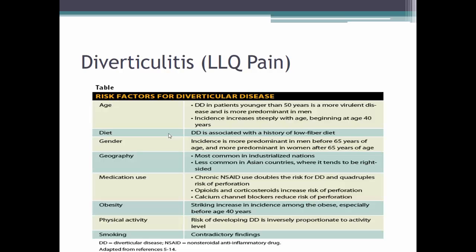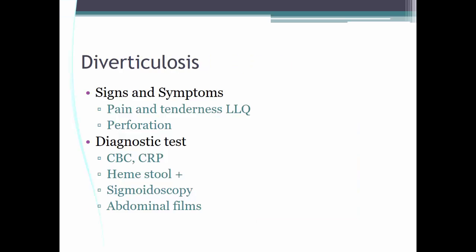Obesity is a high risk factor. Decreased physical activity is a risk factor, and smoking again is contradictory, but smoking is a risk factor for everything. So pain in the left lower quadrant, and signs of peritoneal irritation when there is perforation, the same as the other GI diseases. So, how do you diagnose?